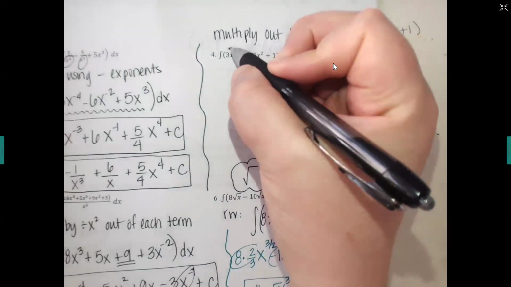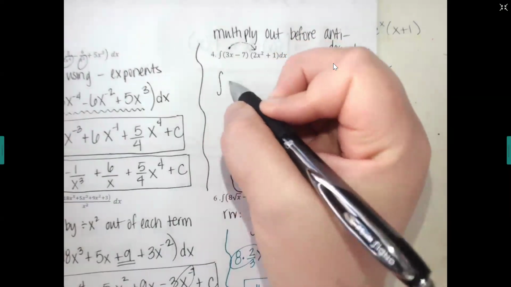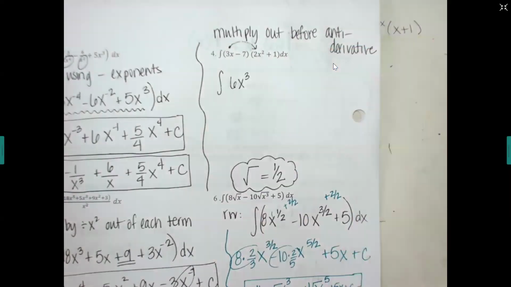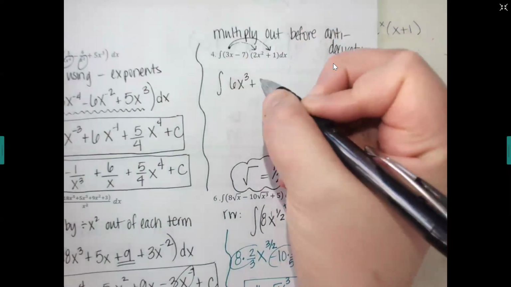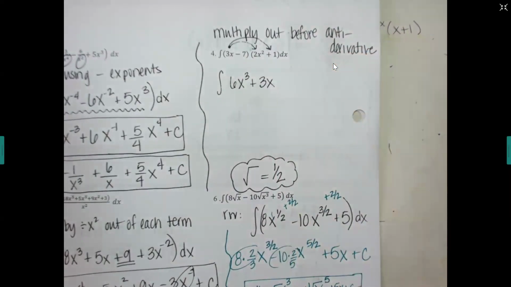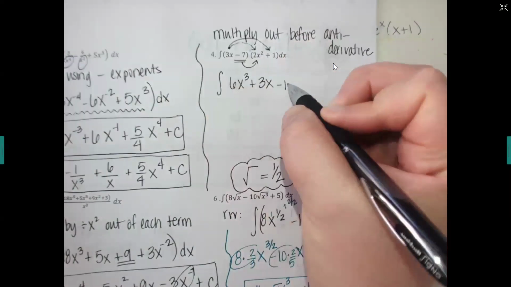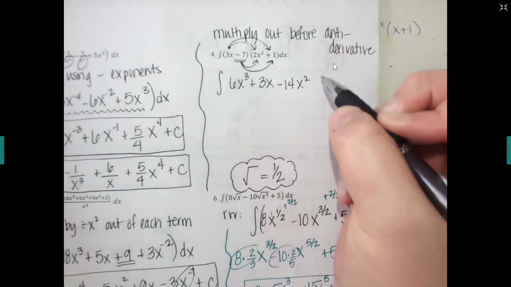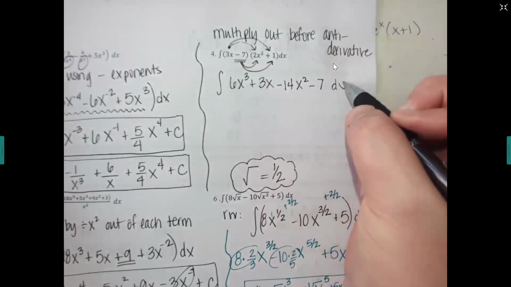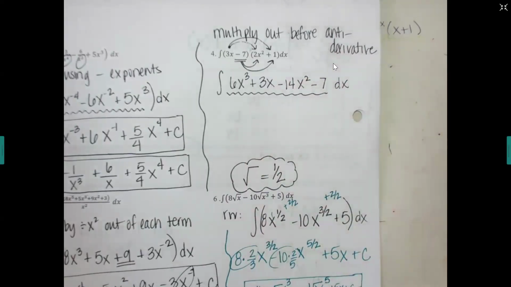So what is 3x times 2x squared? 6x to the third, or cubed. Very good. Then 3x times 1 would just be a plus 3x, because anything times 1 stays the same. Then my minus 7 times 2x squared will go to a minus 14x squared. And then minus 7 times 1 would just make that a minus 7. Now, if any of these can combine like terms, do it. In this case, they won't, but on your homework, they could.